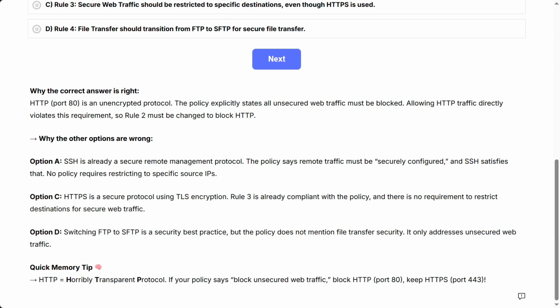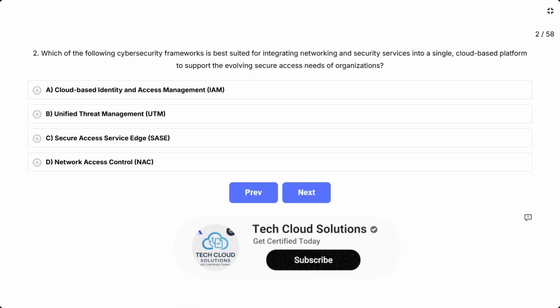Quick memory tip. HTTP equals horribly transparent protocol. If your policy says block unsecured web traffic, block HTTP, port 80. Keep HTTPS, port 443.